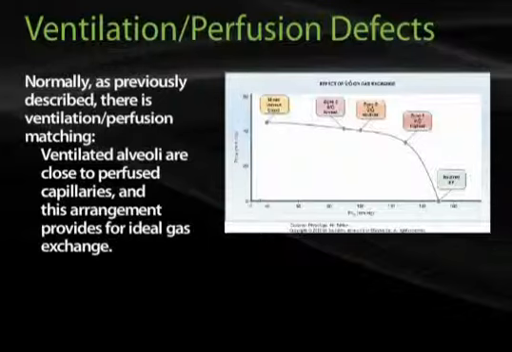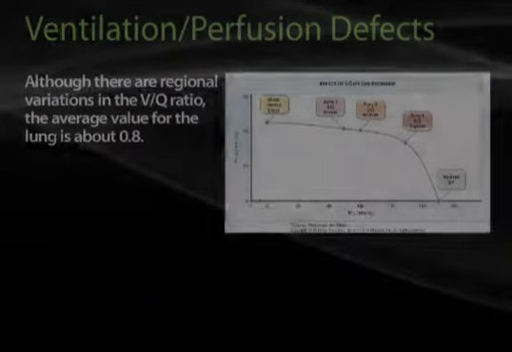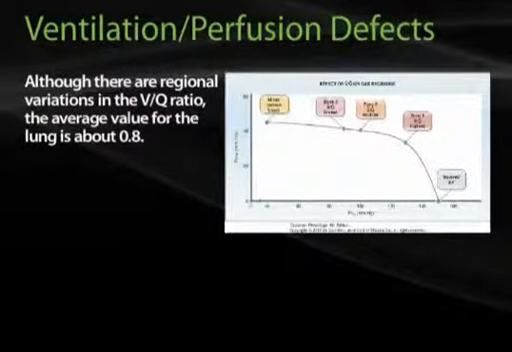So, as we described previously, there's ventilation-perfusion matching. We want to ventilate alveoli that are close to perfused capillary. This arrangement will allow for the best possible gas exchange. And remember, despite the fact that there are regional variations in ventilation and perfusion, much more so for perfusion, the average value of the whole lung is about 0.8.